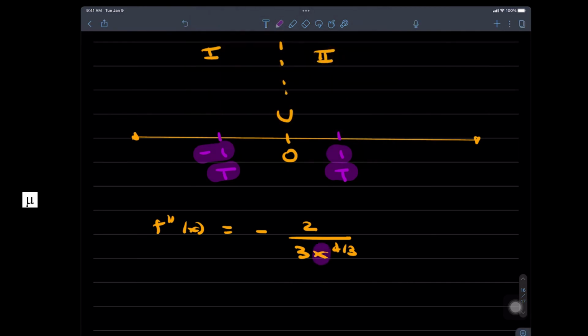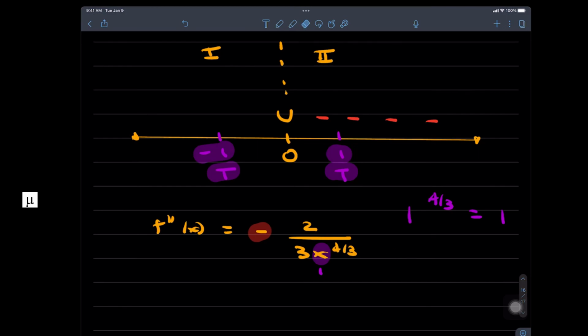So what happens when you put a positive 1 there? You guys know, what is 1 to the 4/3? You know what that is? That's 1. So what I have is negative 2/3 times 1, which means region 2 is what? This is negative. Don't forget, you have a negative constant here. Now plug in negative 1.